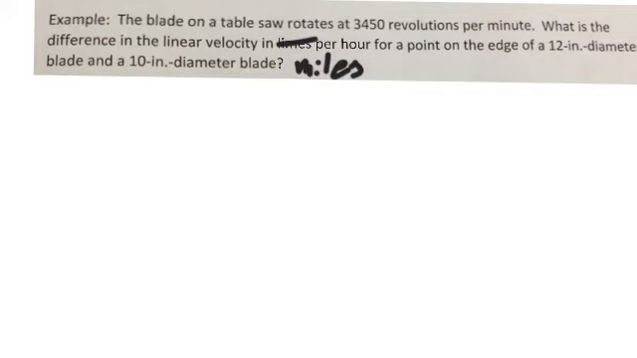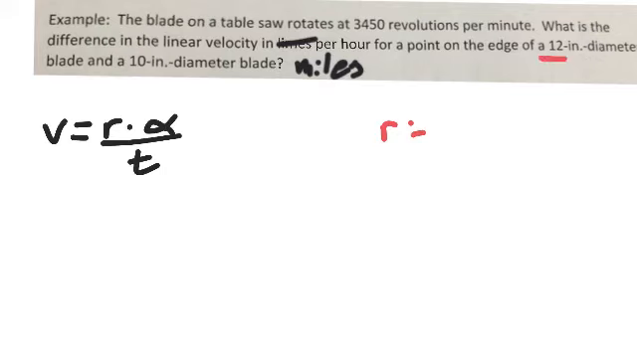So both things we're finding are the linear velocity. So I'm going to write down my linear velocity formula. I've got V equals the radius times alpha over t. Okay, so first I need to find the radius. Well, we've got two different radiuses. We're looking at two different blades. So first, let's look at the 12-inch diameter blade. So for a 12-inch diameter, the radius would be 6 inches.